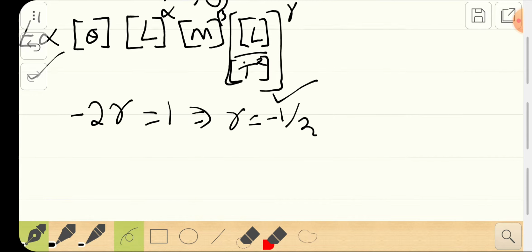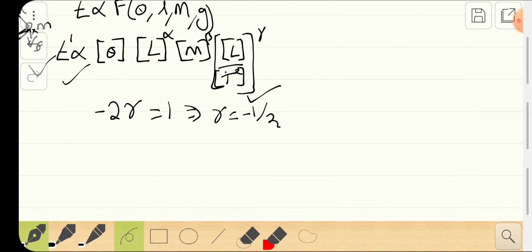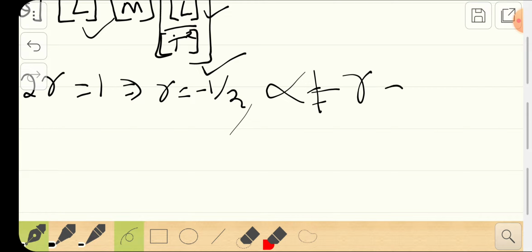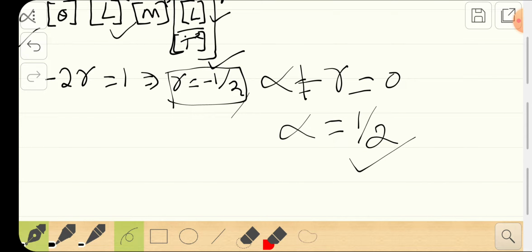Similarly, there is no L dependence on the left side. There are two L's here, L raised to alpha and L raised to gamma. So alpha plus gamma must be equal to 0. We already know the value of gamma, so we can put it back here and alpha is equal to 1 by 2, right? So we got that as well.